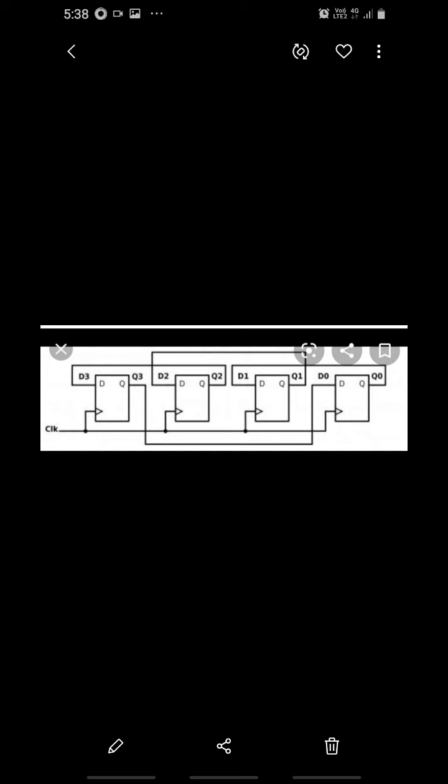The logic diagram of the 4-bit shift left register using a positive edge trigger D flip-flop. It is also an example of a serial in serial out shift register.